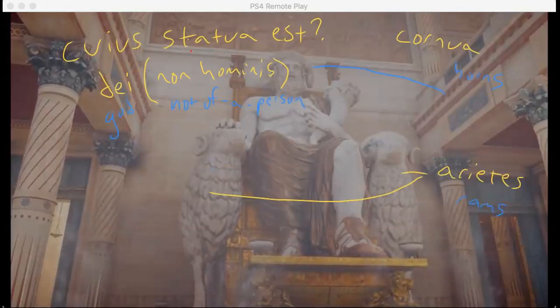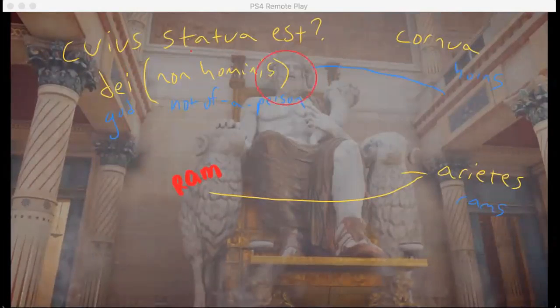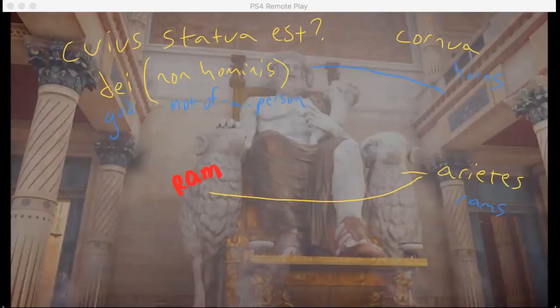All right. So, what things do we see? Video, I see. That's how you say, or what video means. Video, I see. Video arietes, I see rams. Video cornua, I see horns. What else do you see that can help us identify this god? Quid videtis? What do y'all see?